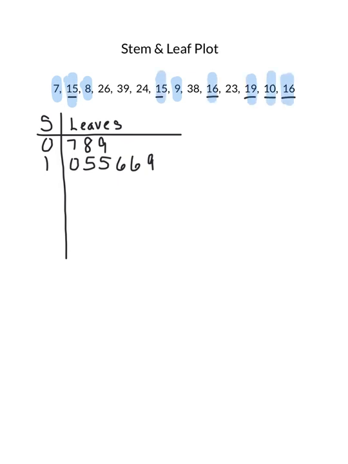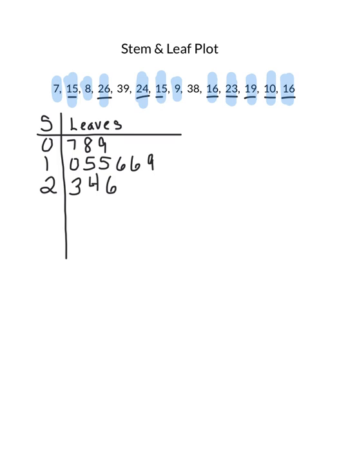Now I see numbers in the 20s, so my next stem is going to be a 2. The smallest number I see is 23. Then I see a 24, and then I see a 26. And then what I like to do is go back and highlight all the numbers in the 20s that I just used up.